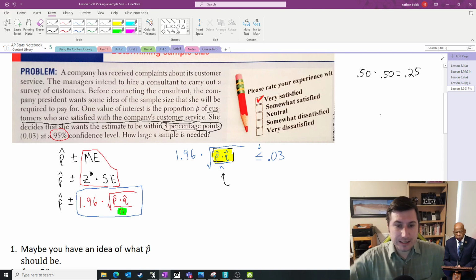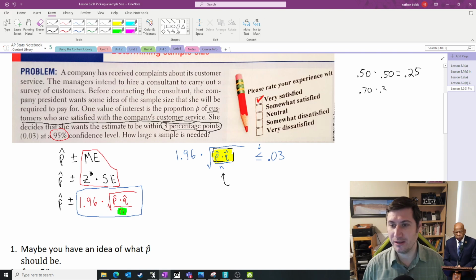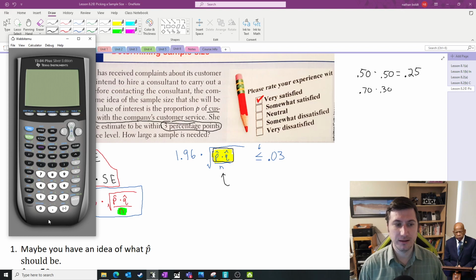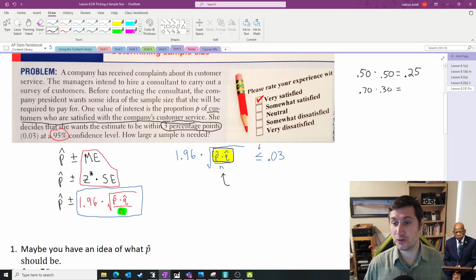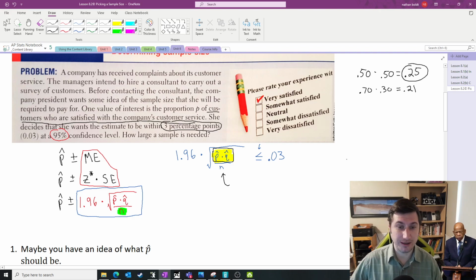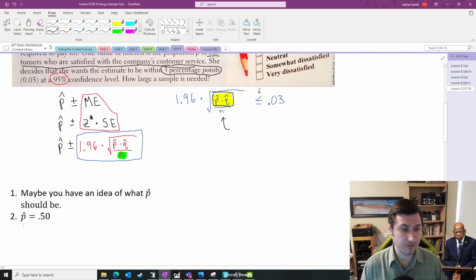And just to show you, if you tip the scales, say do a 70%, which means q would be 30%. I can't do that one in my head. 0.7 times 0.3. That number is only 0.21. That's a little bit smaller, okay? So if p gets swung either way, that number actually gets smaller. So this is the worst case scenario that would make our margin of error the biggest.